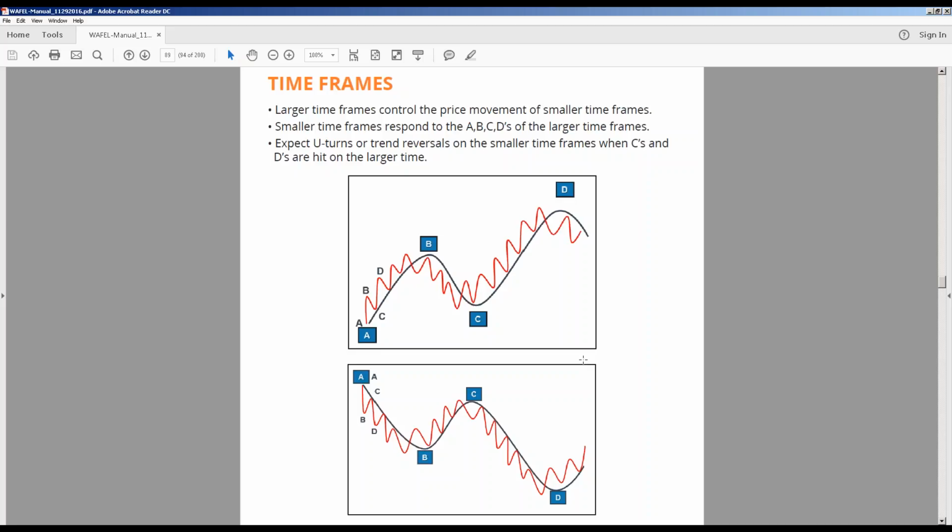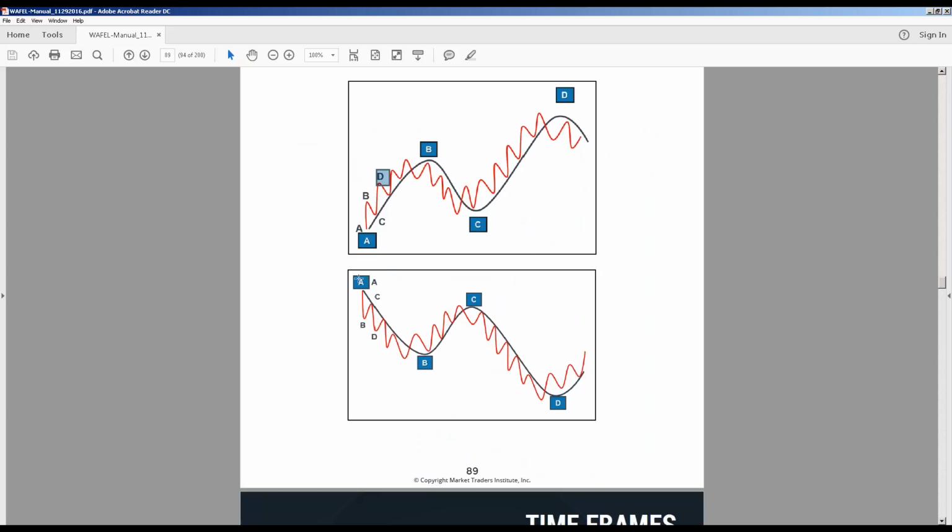So here we have a larger time frame, A, B, C, D, and then we have a smaller time frame, A, B, C, D. That's in a bull market. Here we have a bear market down, A, B, C, D on a higher time frame, and then inside the higher time frame we have smaller wave movements, and those will be the new down A, B, C, Ds. The market will typically hit a D extension on the smaller time frame when it hits a D extension on a larger time frame.